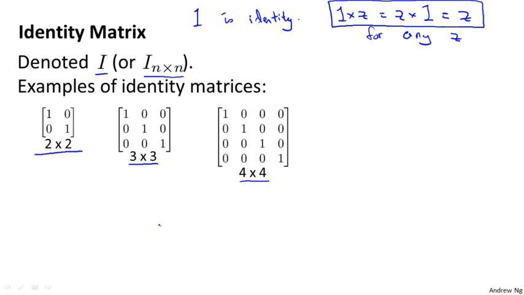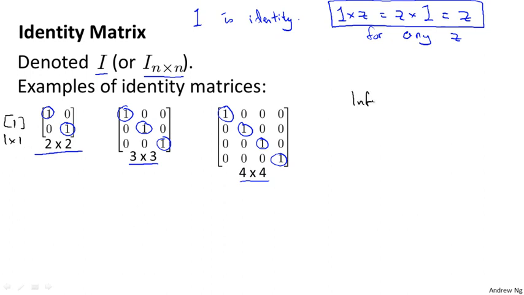So the identity matrix has the property that it has 1s along the diagonal, and so on, and 0 everywhere else. And by the way, the 1 by 1 identity matrix is just the number 1. It's the 1 by 1 matrix with just 1 in it. So it's not a very interesting identity matrix.